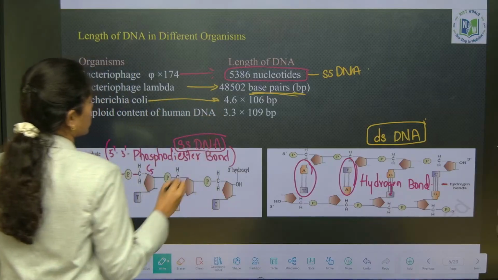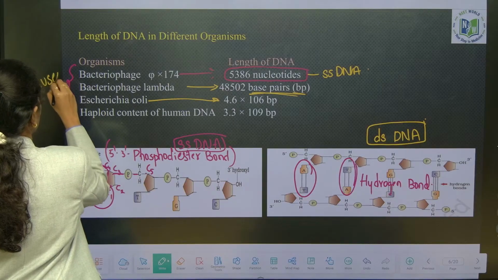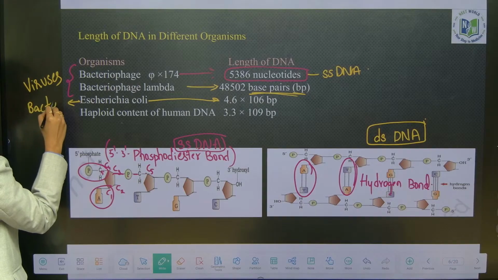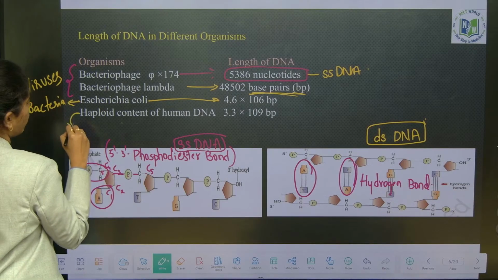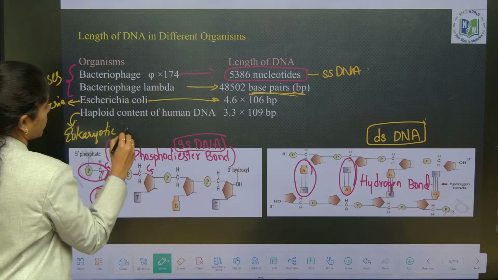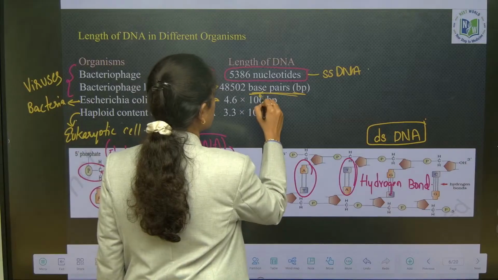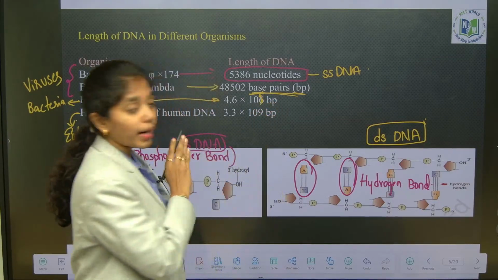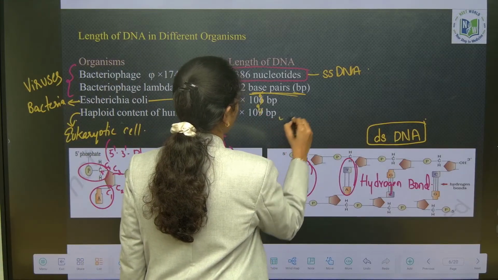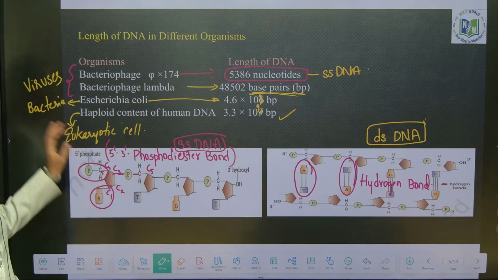Escherichia coli is a prokaryotic cell; these two are viruses, and this is a bacteria. Haploid content of DNA, eukaryotic cell. In E. coli it is 10 to the power of 6 base pairs. In haploid human DNA it is 3.3 into 10 to the power of 9 base pairs of DNA. Clear? This is very important.